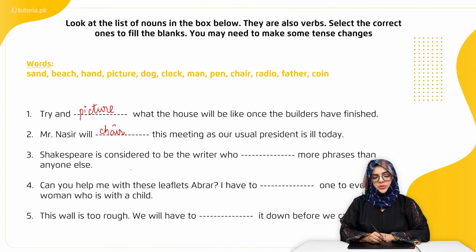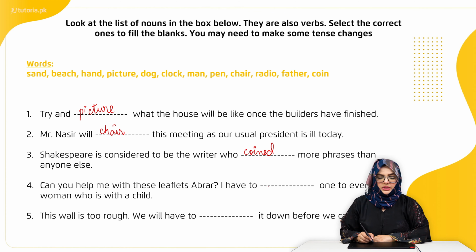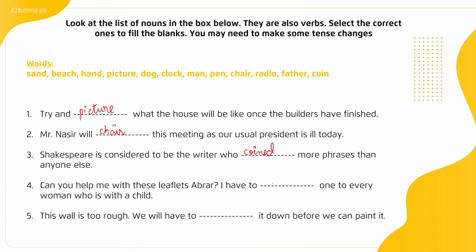Third is, Shakespeare is considered to be the writer who coined more phrases than anyone else. Coined का मतलब होता है to make up. Fourth is, can you help me with these leaflets, Abrar? I have to dash one to every woman who is with a child. I have to hand one.